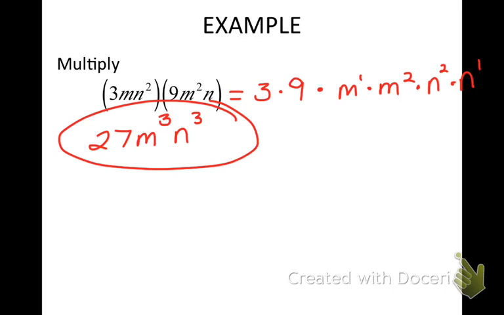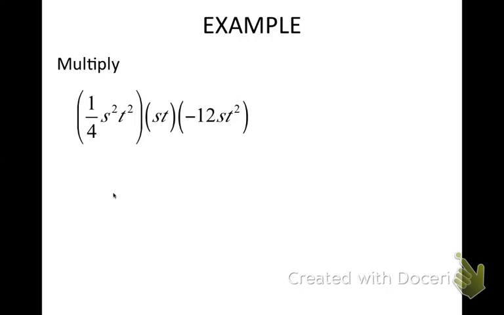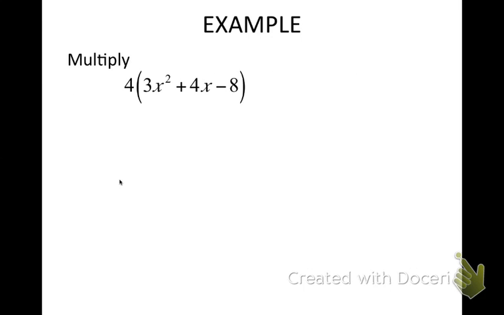Different than adding and subtracting, because now we're just multiplying everything. So can you do a monomial times a monomial? Okay. Now let's do a monomial times a binomial. Or here it's a trinomial. So we've got 4, which is a constant monomial, times 3x squared plus 4x minus 8. So we've got a quadratic trinomial.